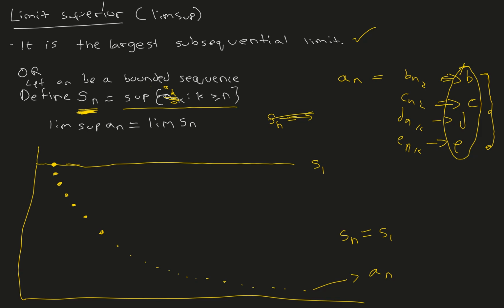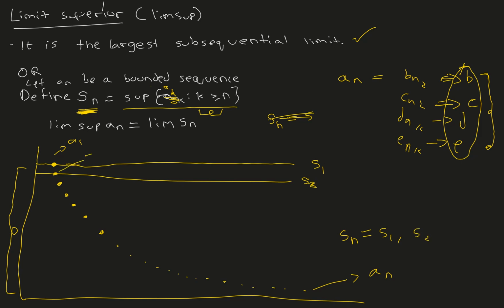The second term will be when we throw out the first term, a1. After we get the supremum S1, since we define it as k being greater than or equal to n, we now throw out the first term and only consider the terms from a2 onwards. From a2 onwards, the supremum is this. This is S2.